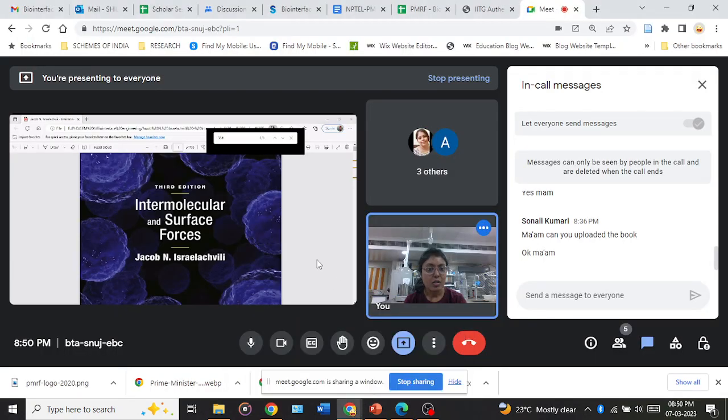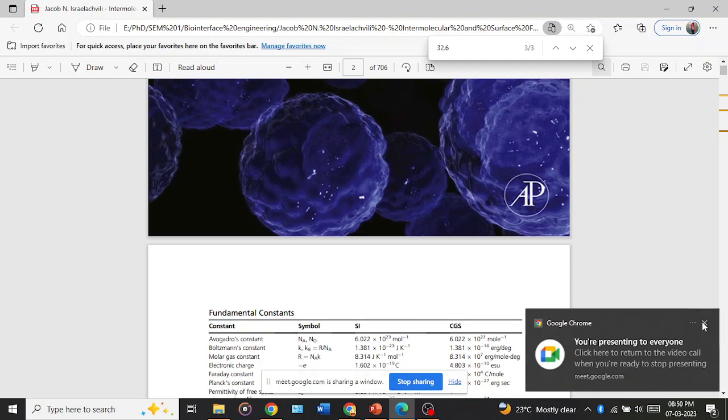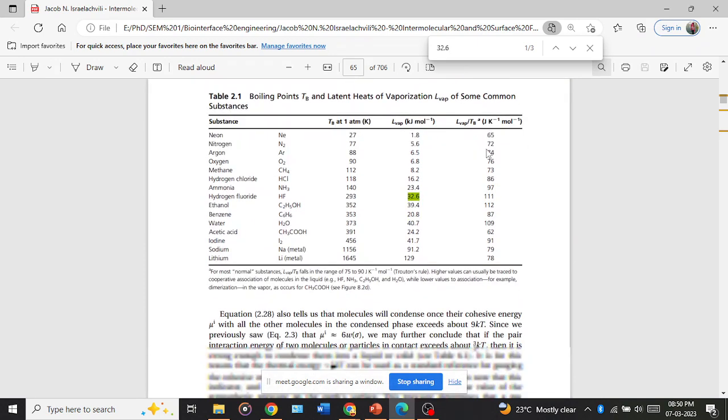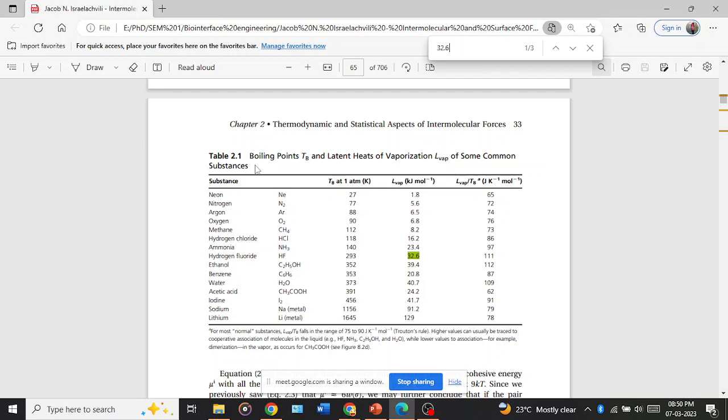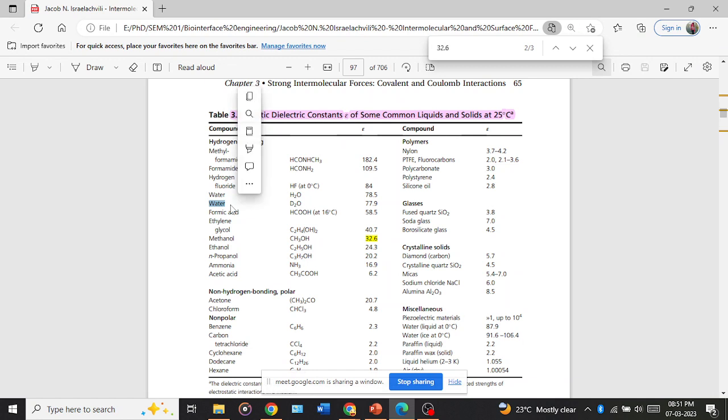I hope you are noting it down, since you said that it's not available in the Swayam portal. So as I said, this is table 2.1, which gives the boiling temperatures and the latent heat of vaporization of some common substances. This is table 3.2 on page number 65, from where we took the dielectric constant, epsilon, in our question. While solving the question, we required the dielectric constant of methanol, which can be taken from table 3.2. Similarly, it has the dielectric constant for D2O, that is 77.9, and for H2O, it is 78.5.